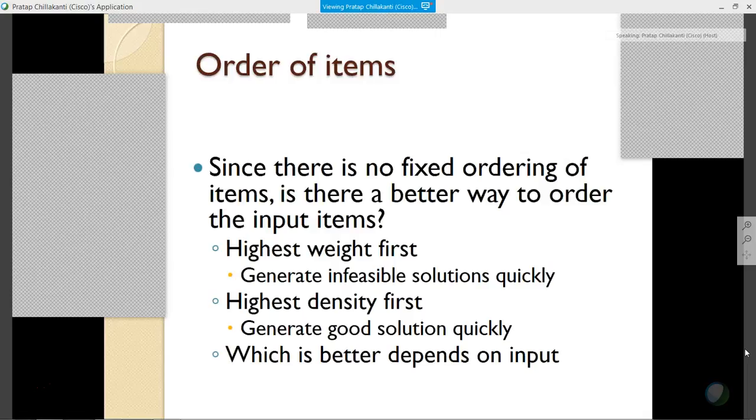In the beginning of the class, like the exercise, whoever came with that solution took the person with the maximum amount of skills. That's the weight. That way they can eliminate the infeasible solutions quickly. Highest density first generates a good solution quickly. Now, depending on the input, you choose the methodology. It all depends on input patterns.